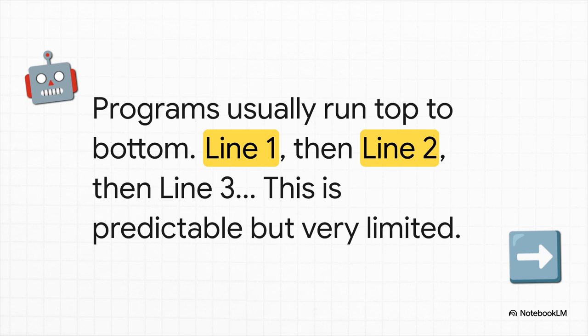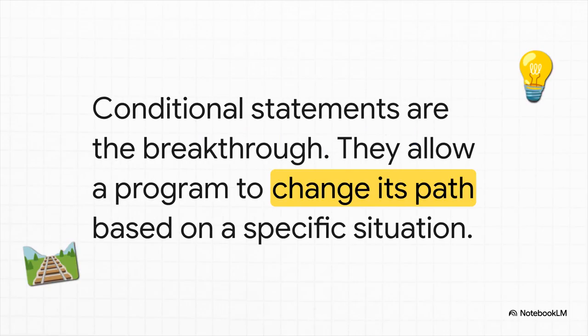It's predictable, sure, and totally straightforward, but it's also really, really limited. A program that can only do this can't react to anything you do. It just does the same exact thing every single time. And this is the game changer, conditional statements. These are the tools that give a program the power to change its path. They let it stop, take a look at a situation, and decide to go down a completely different road. This is where the magic really starts to happen.